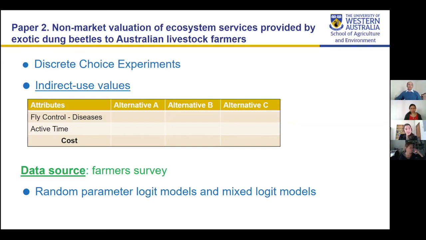This is just an example of the attributes I might consider, such as fly control for diseases and active time, because dung beetles actually provide public and private goods. The public benefit would be fly control, but here I'll be looking from a farmer's perspective, so in this case it will be private benefits. It's likely I'll be using random parameter logit models and mixed logit models.